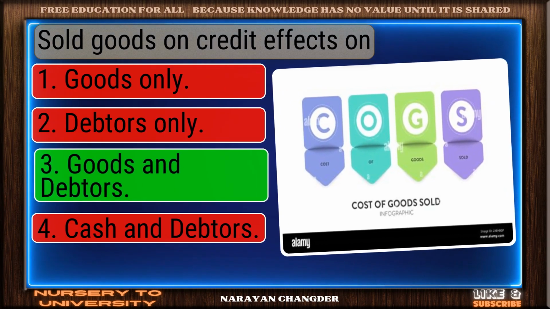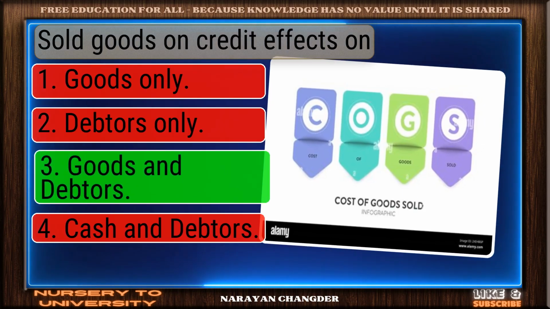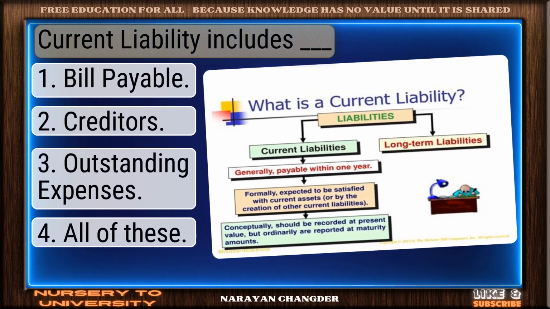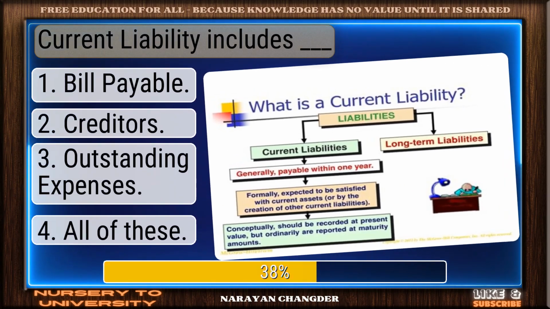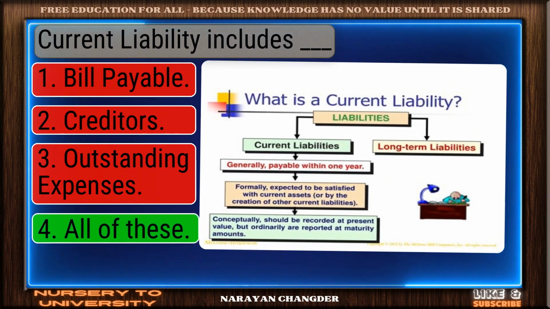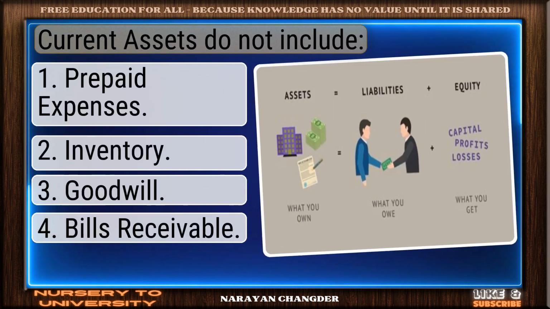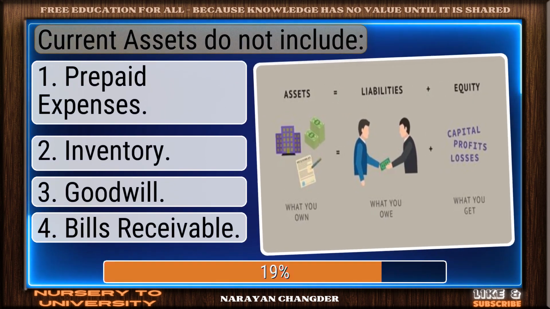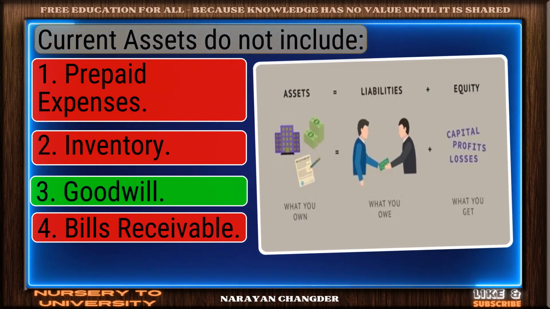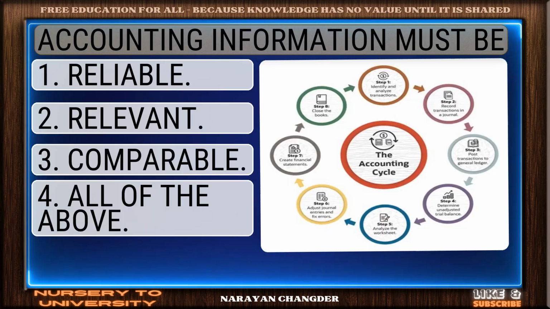Nice selection. Goods and debtors is the correct and valid answer. Current liability includes dash. Great thinking. All of these is the right choice. Current assets do not include. Good thinking. Goodwill is the right answer.